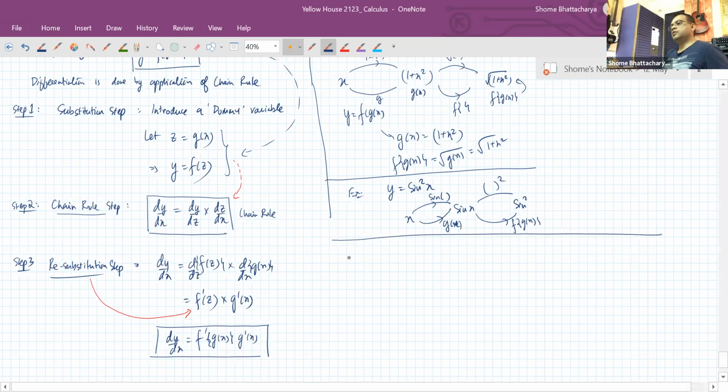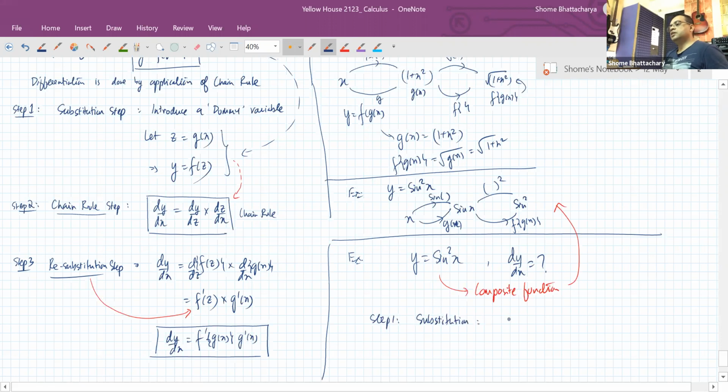Okay, so let's understand quickly with an example. So we have y is equal to sine square x and we want to find dy by dx. So we understand that this is a composite function like we've seen above. So to differentiate, step one that we use is the substitution step. In this case, we'll introduce the dummy variable z as sine x. Once we have the dummy, we can see that y is a very simple function of z, which is z square. So this is my first step, which is the substitution step.